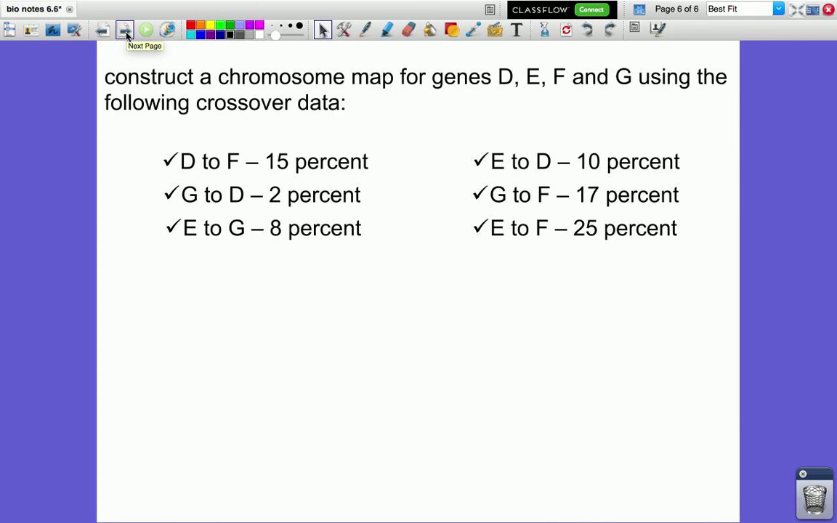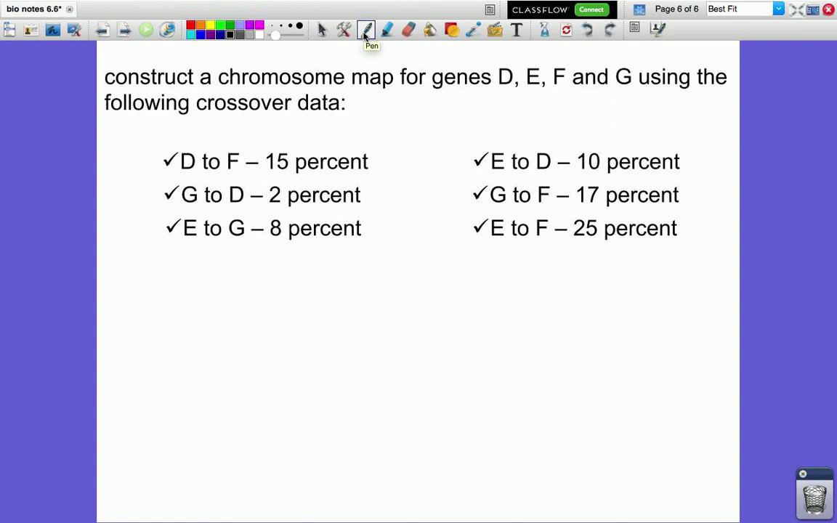So we're going to have data that looks like this on this slide, and we're going to use these crossover frequencies. All of these are percents: 15%, 2%, 8%. 15% of the time, D and F get separated from each other. So that means that they're 15 map units away from each other on this map that we're going to create.